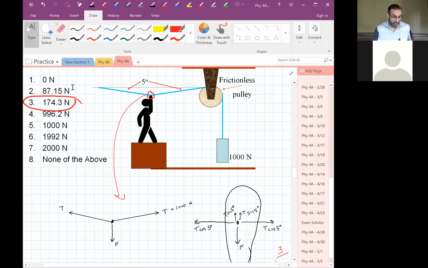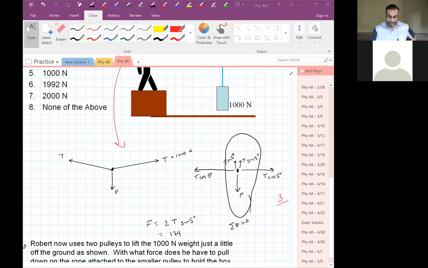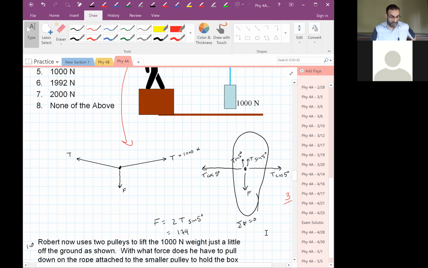Okay. Yeah, 2 tensions, 1 on each side. Good? We'll move on.